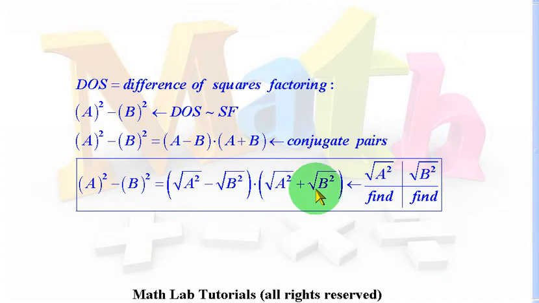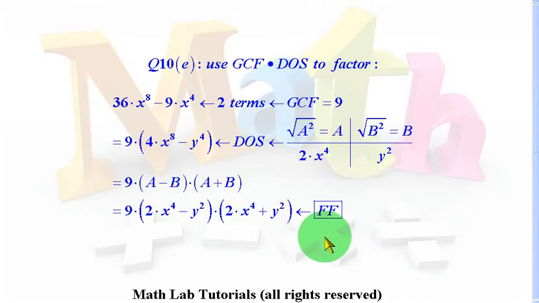This is a different way of doing it, and it makes it easier for students to factor. Anyway, the whole objective here is to find the square root of a squared and the square root of b squared. Let's go on to the next slide, and we'll see how that's done.